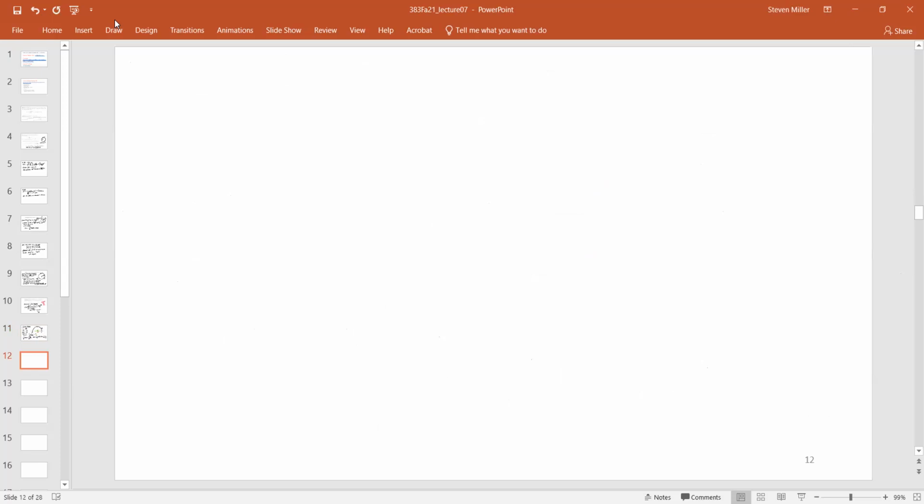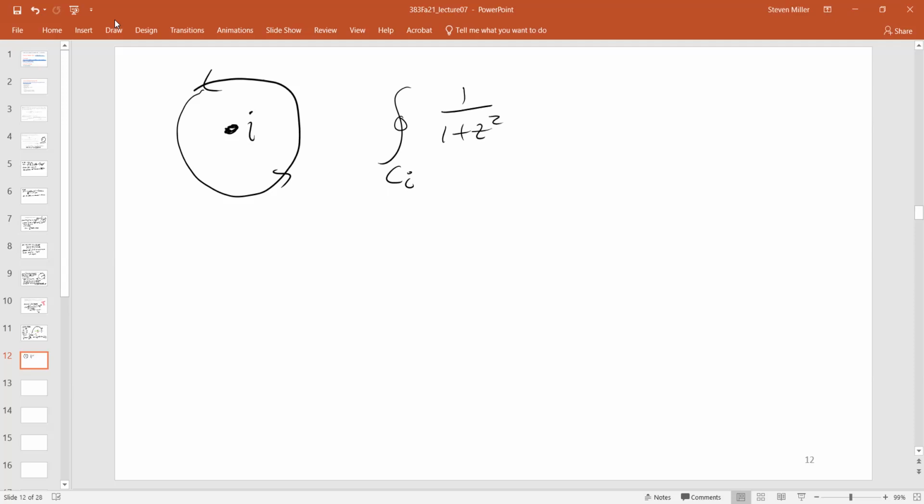All right, so now we need to do that. So here is I, not drawn to scale. Here's a small circle about I. So I want to integrate about a circle centered at I of the function 1 over 1 plus z squared dz. We've reduced this to a very nice problem. So now we just have to figure out how do we do this.